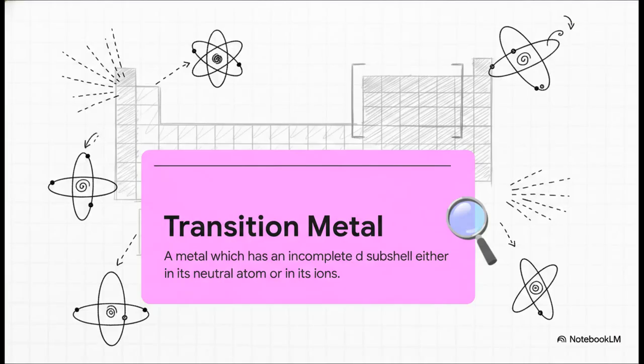Okay, so here's the official definition from IUPAC, which is kind of the United Nations of Chemistry. The key isn't just where they are on the periodic table, it's that they have an incomplete D subshell. Think of it like a puzzle with a missing piece. Their outermost electron shells just aren't completely full, and that one tiny detail, well, it changes everything.